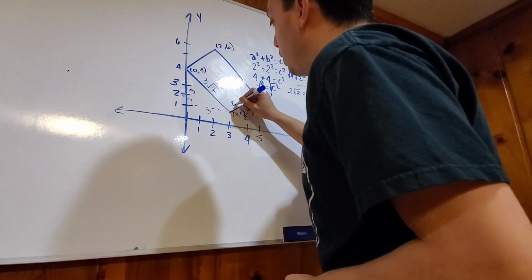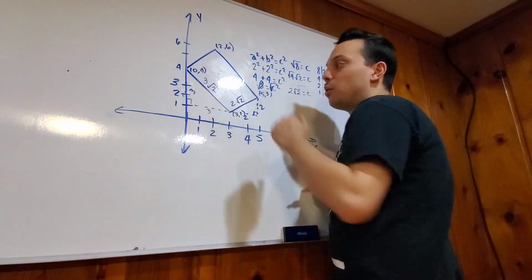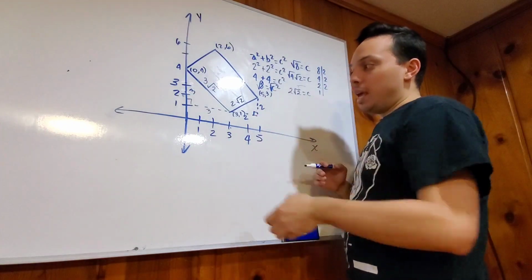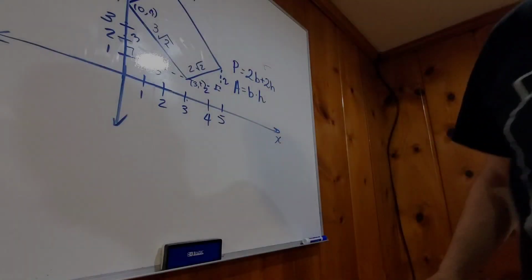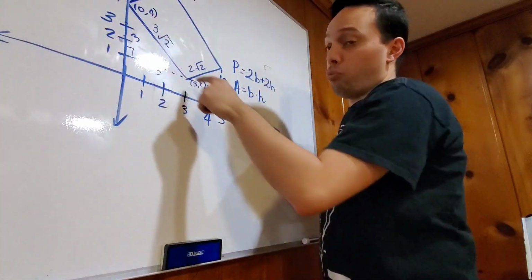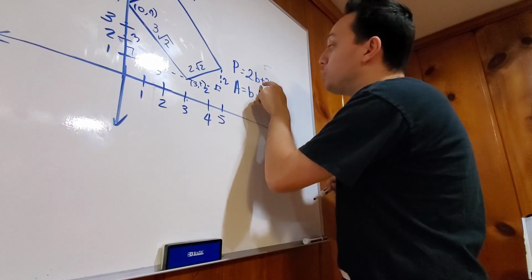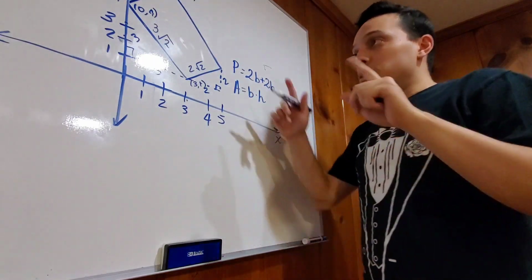So now we're going to label it here. But we're not done. That's only just finding the sides. Now we have to find both the perimeter and the area. Okay, moving on. So the perimeter of a rectangle, beautifully drawn rectangle, is going to be 2 times the base plus 2 times the height. So let's do that first.